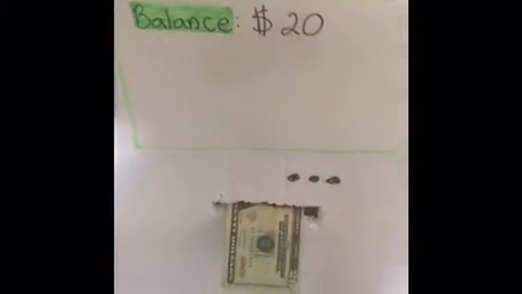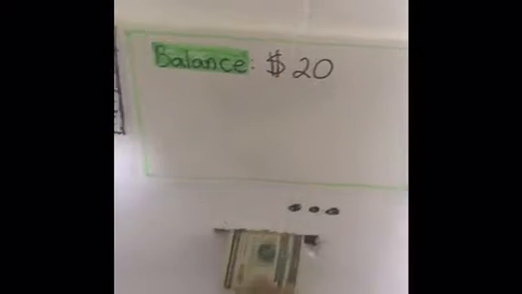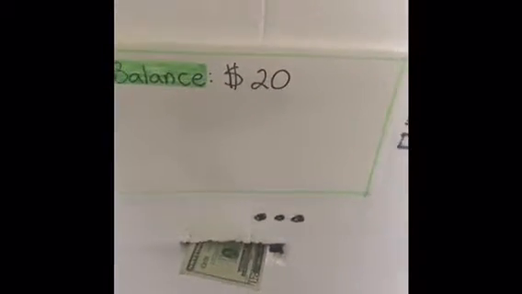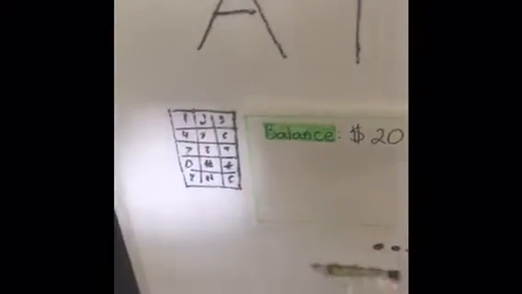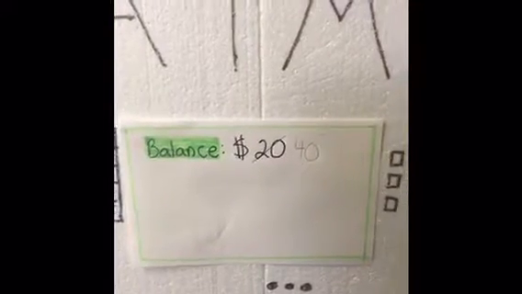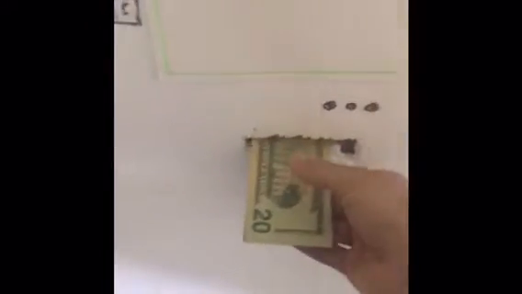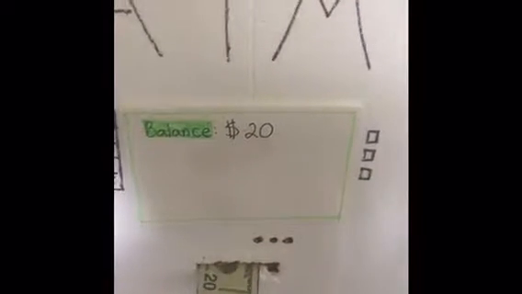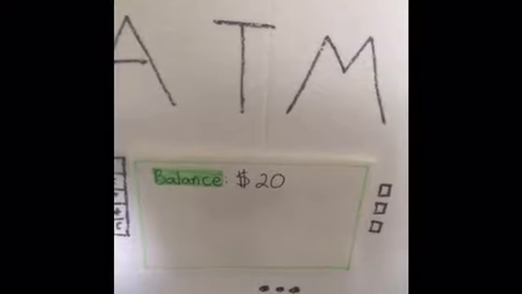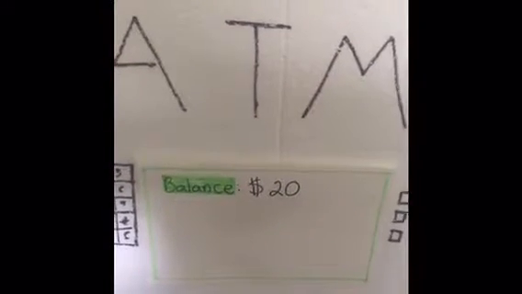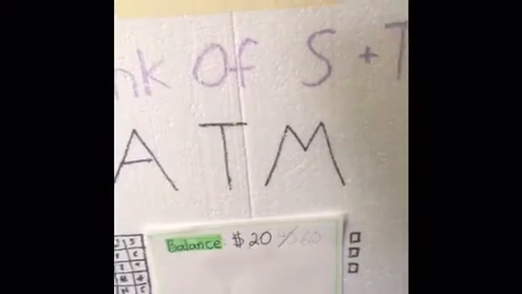Once she deposits money into the bank, the computer is going to see what kind of bill it is, and it's going to count it and add it to the variable. Now, the new variable is 40. We're going to put another 20 bucks in, and so now at the Bank of Sphinx and Tut, she has $60 in there.